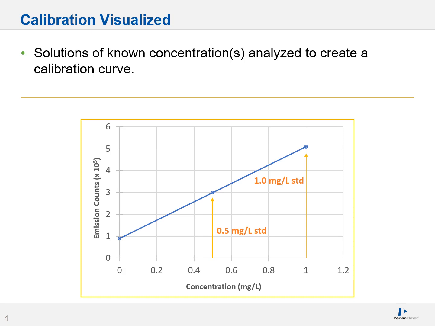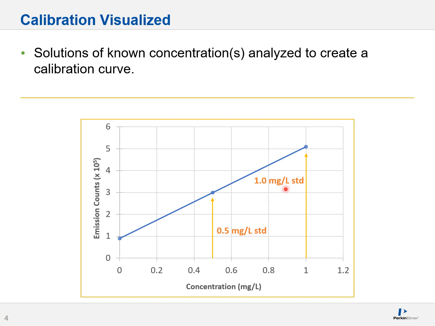What happens? Well, let's look at this graph over here. On the y-axis, I have emission counts. Now, let's just call this counts. These are the numbers being spit out by a certain instrument, the raw numbers. On the x-axis, I have concentrations of standards in parts per million or milligram per liter. I have prepared three concentrations. A blank, which I guess is not a concentration at all actually, a 0.5 milligram per liter standard, and a 1.0 mg per liter standard.